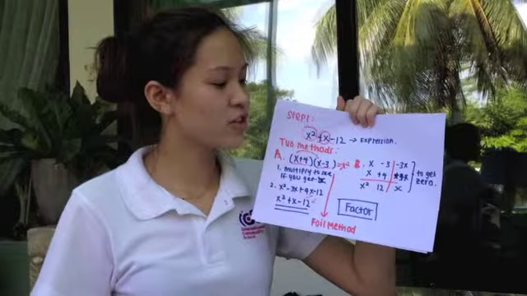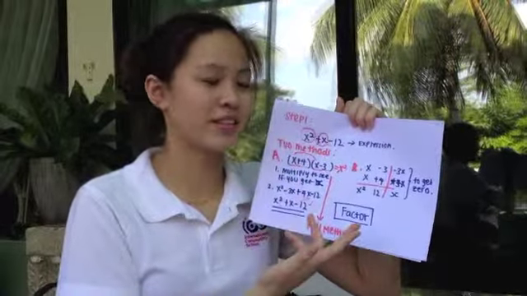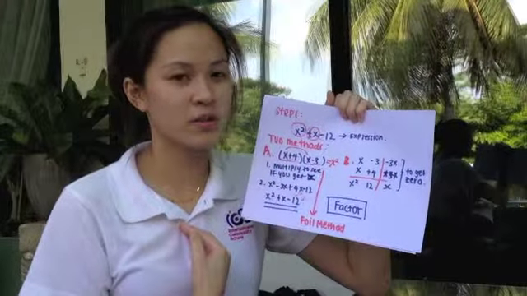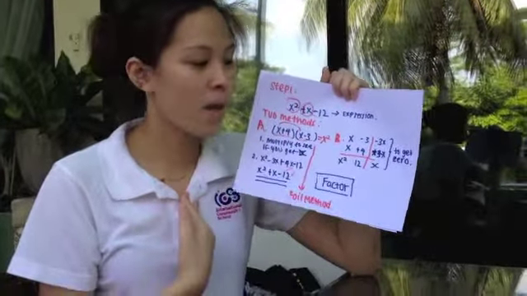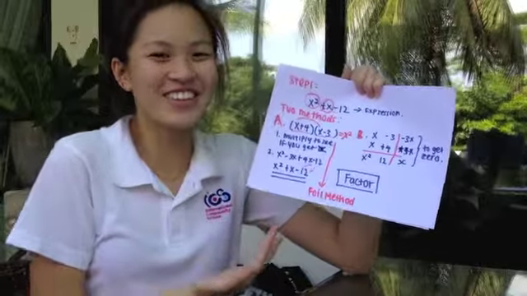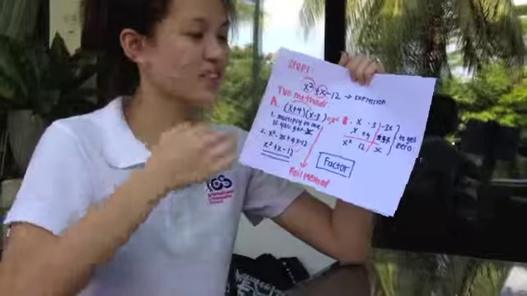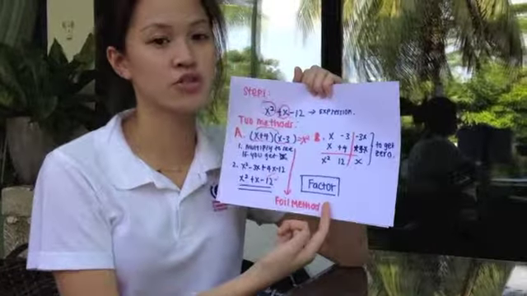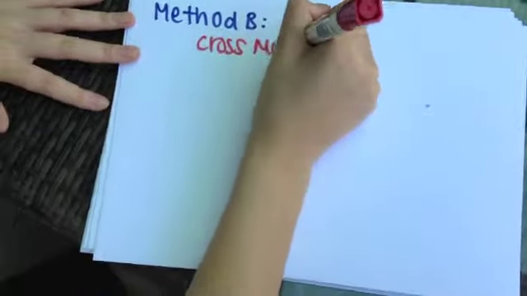The next method I'm going to use is the cross multiply method. I personally enjoy this method because it's easier and faster for me, but for those who enjoy the FOIL method, you can use that too. I'm just going to teach you step by step how to do this one. This is the cross multiply method.